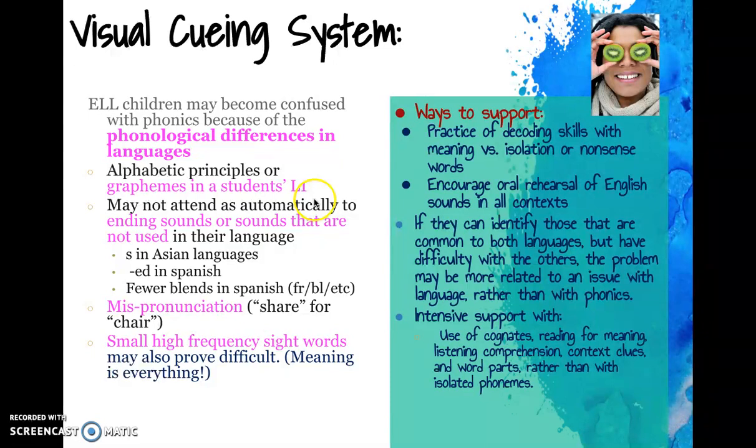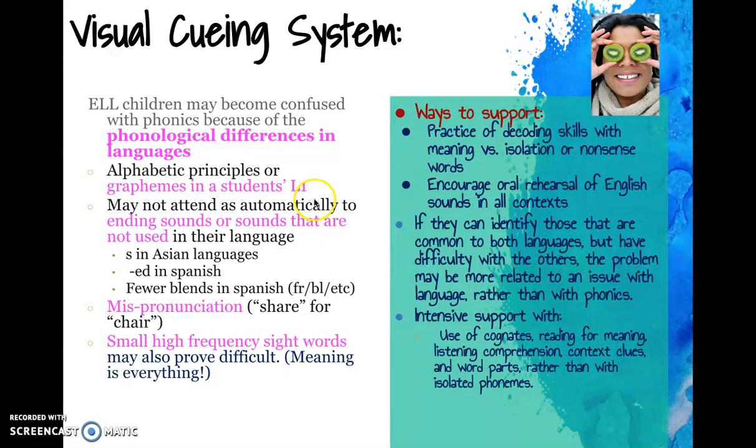For example, the TH sound, th, does not exist in all languages. Lots of times you'll notice students substituting this sound for the D sound. This is one example of a sound that you may have to practice more intensely with English language learners, especially if it does not exist in their primary language.